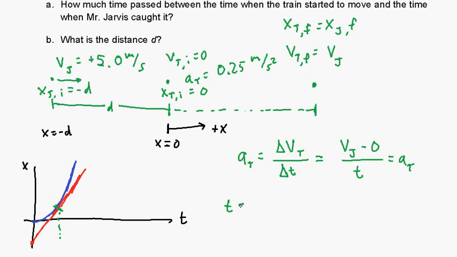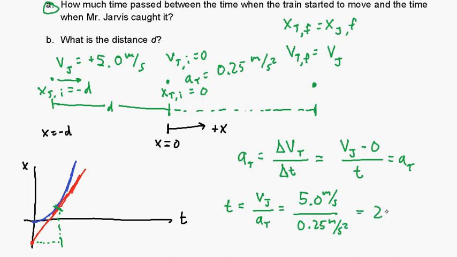So the time that passes, and that's what question A is about, is how much time passed between the time when the train started to move and the time when Mr. Jarvis caught it. This time here. So that's not hard. We just solve for t, and that becomes Jarvis's speed divided by the train's acceleration, because that's the time it takes the train to reach the same speed as Jarvis, right? So Jarvis was 5.0 meters per second. The train accelerated at 0.25 meters per second squared, and so that is going to equal 20.0 seconds. Okay, the time it takes is 20 seconds.